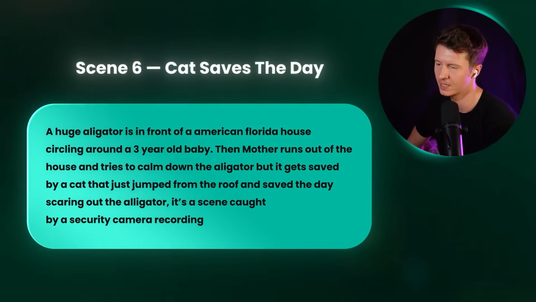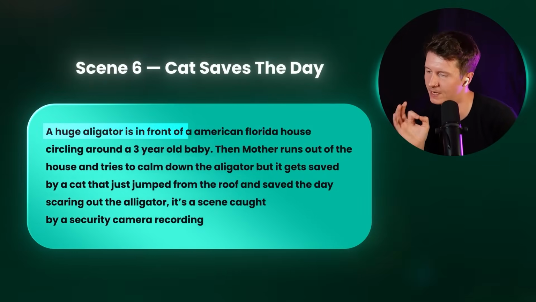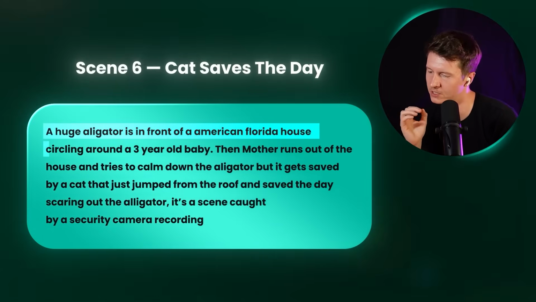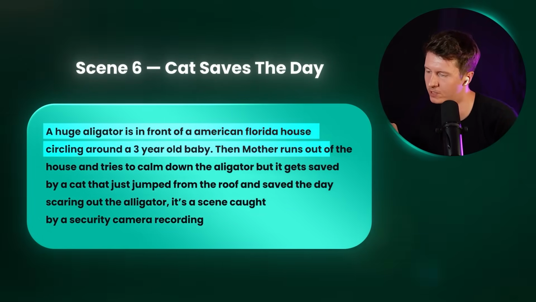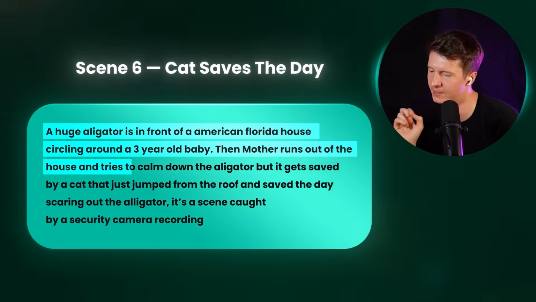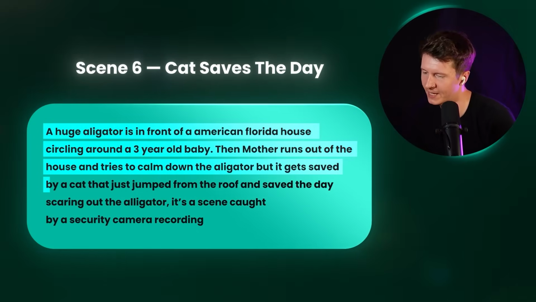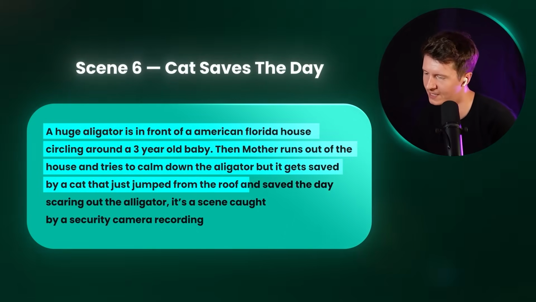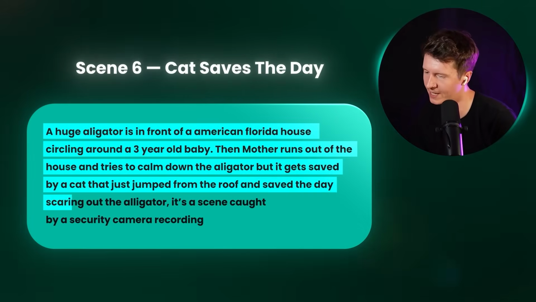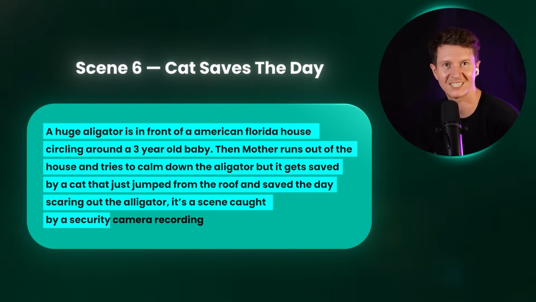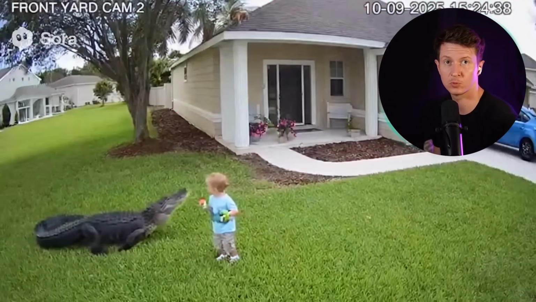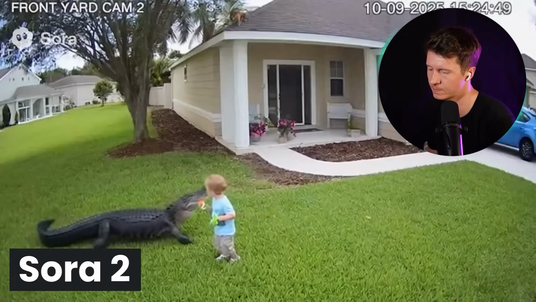Next up, we're looking for some complex action, and this is where we're really defining precisely what are the movements that we want inside of a piece to tell a story. The prompt is a huge alligator in front of an American Florida house circling around a 3-year-old baby. The mother runs out of the house and tries to calm down the alligator, but it gets saved by a cat that has jumped from the roof and saved the day, scaring out the alligator. It's a scene caught by a security camera recording. And here is that example from Sora 2.